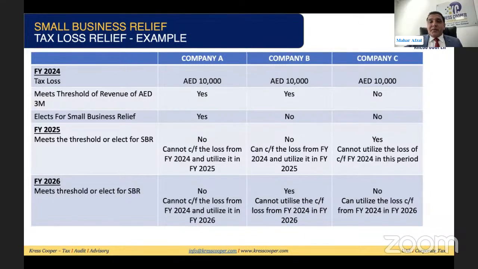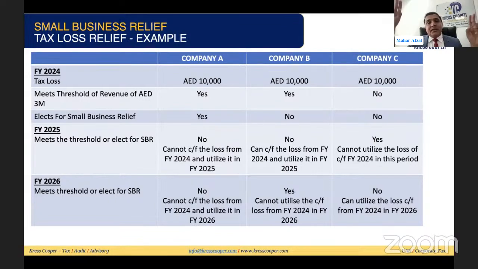In the same way, company C has previous period losses of 10,000. The company doesn't meet the condition and is not availing any small business relief. For sure, they can adjust the previous period losses in the current period. But if the same company opts for the small business relief in the future, then this 10,000, if any remaining, will not be adjusted in the respective tax period.